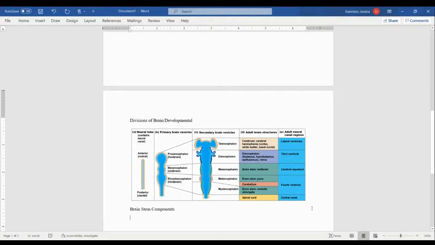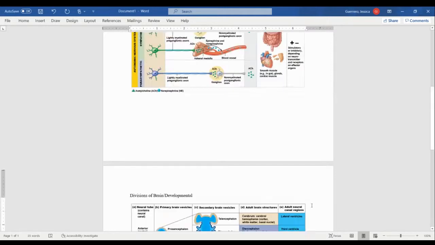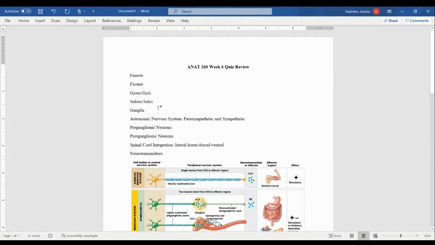What makes up the brain stem? Let's see. You need to be familiar with the corpora quadrigemina. Maybe I'm giving too much information, but I'm going to come back to that. All right, let's go back up to the anatomy portions of the brain to keep all our terms together.